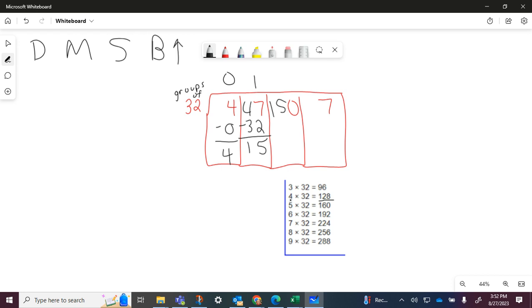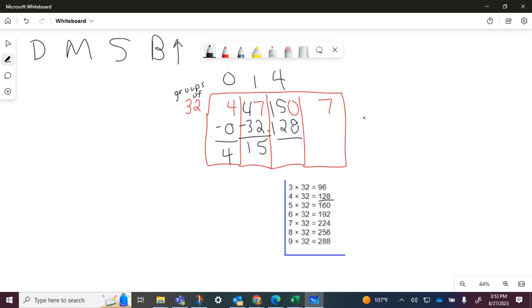So I'm going to come over here. I'm going to stick with the 4 groups. So divide goes on, the number goes on top. We multiply. Again, we already did it here, so we don't need to do it again. 4 times 32 is 128. And then we're going to subtract.